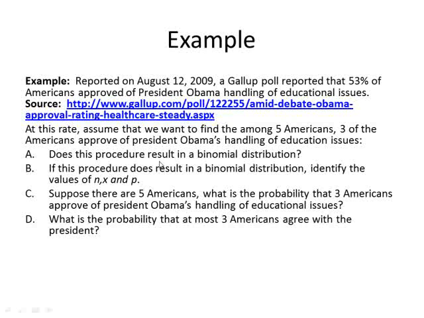So does this procedure result in a binomial distribution? Remember, how many properties do we have to check? 4. So what's number 1? Number 1 is there's a fixed number of trials. Is there a fixed number of trials? Yes. What's the next one? Are there only 2 outcomes? So when you ask somebody, are there only 2 outcomes? Yes. They either do agree or disagree.